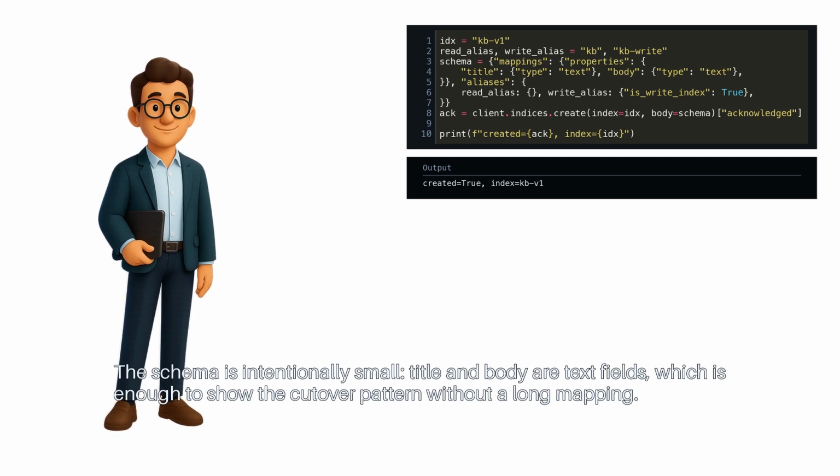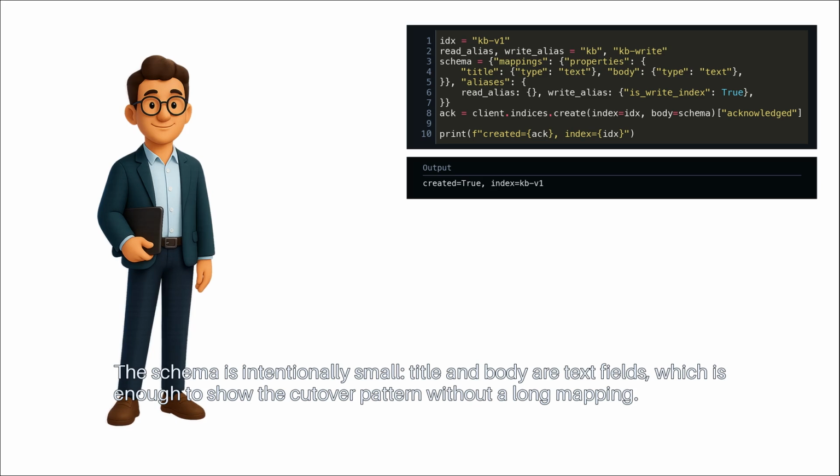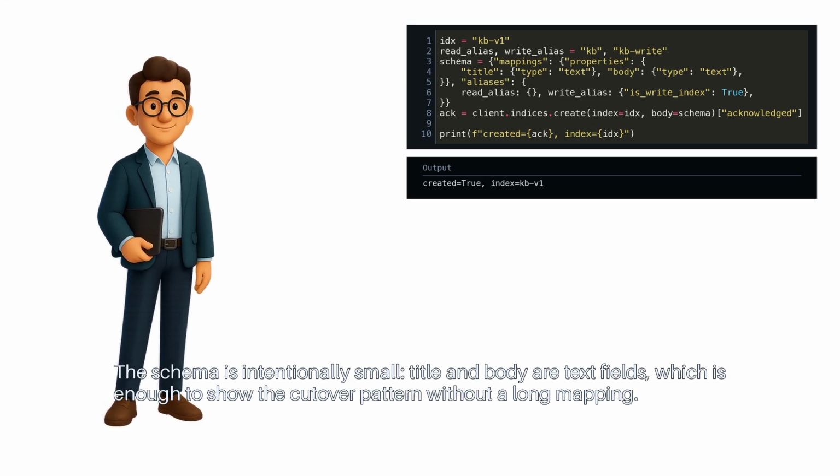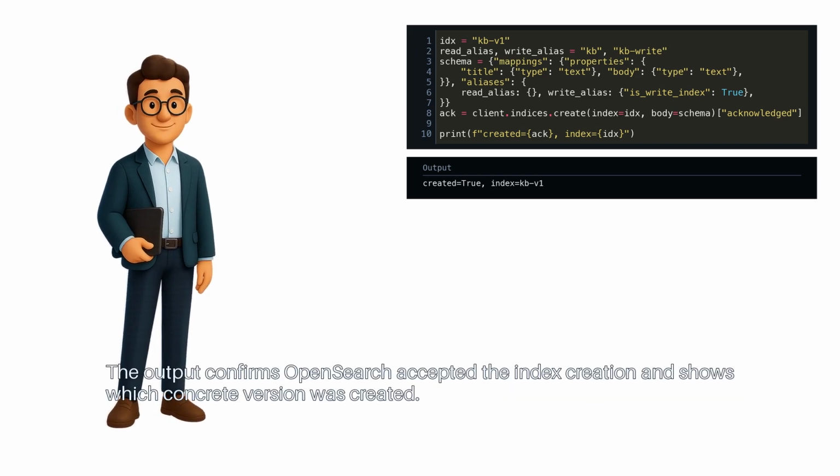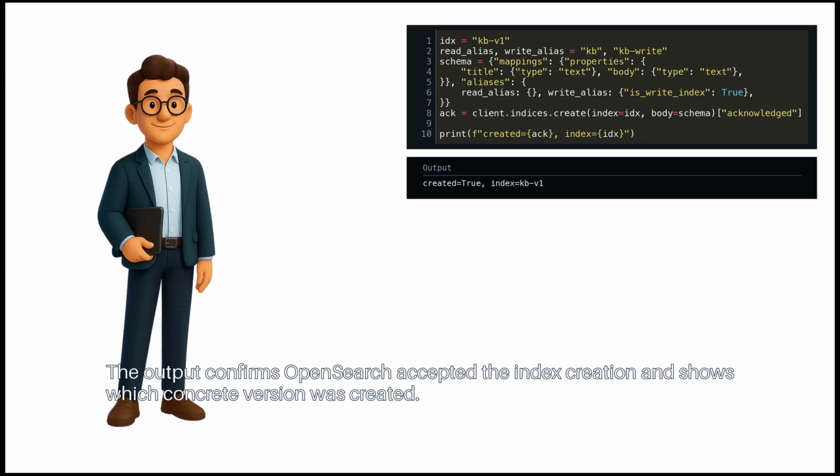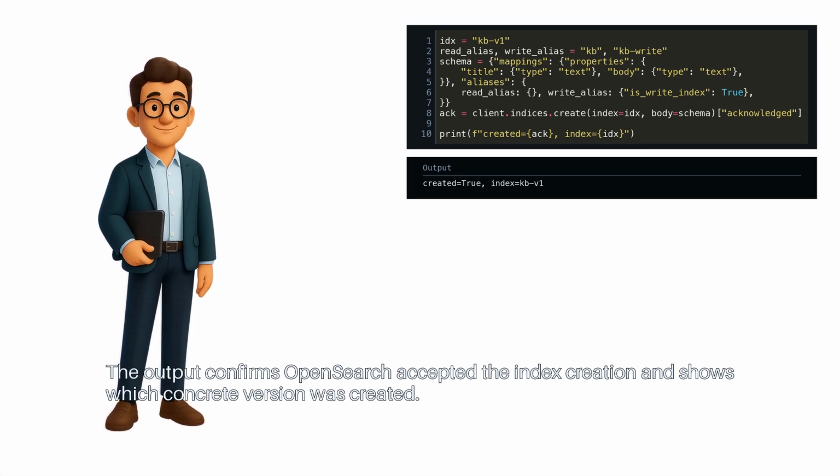The schema is intentionally small. Title and body are text fields, which is enough to show the cutover pattern without a long mapping. The output confirms OpenSearch accepted the index creation and shows which concrete version was created.